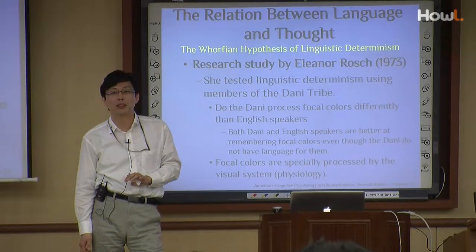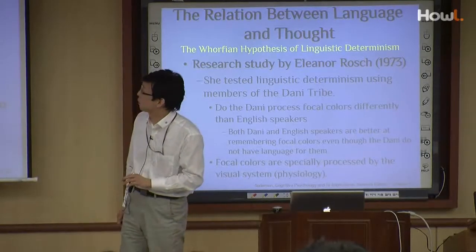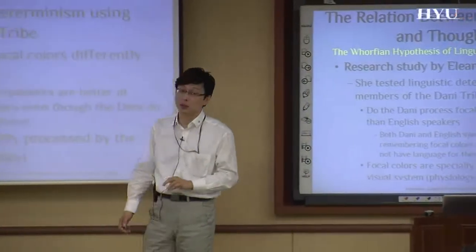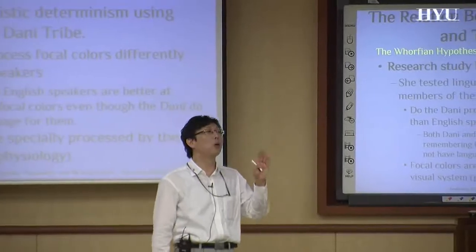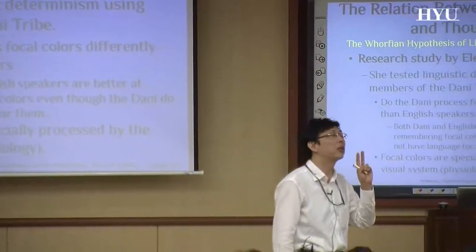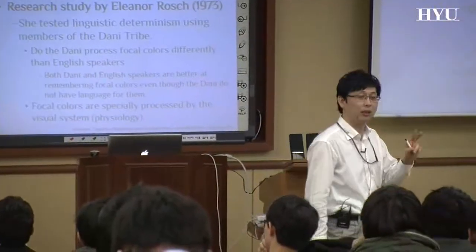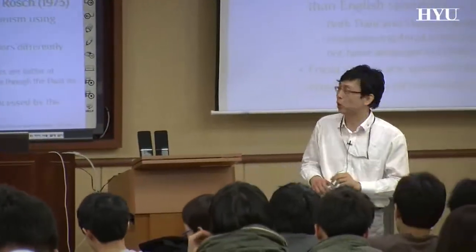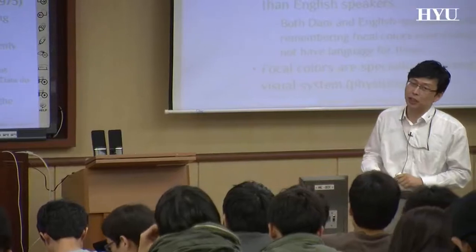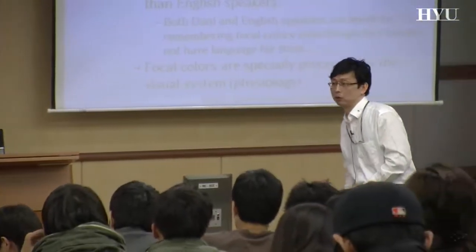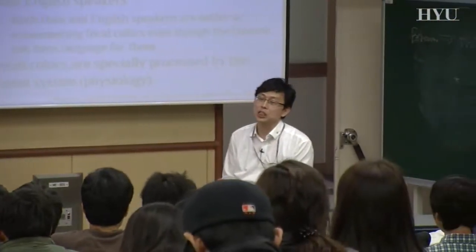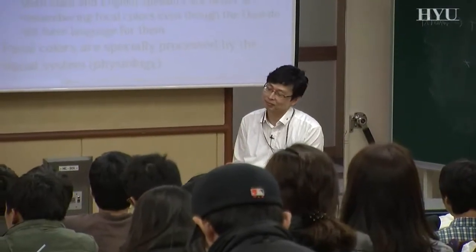From this experiment, Rosch's experiment says there's no difference. Even though Dani people only have 2 names for colors, they can pick out the same color they saw from these 160 cubes. Which means the Whorfian hypothesis is not true. Language is not depending on thought.